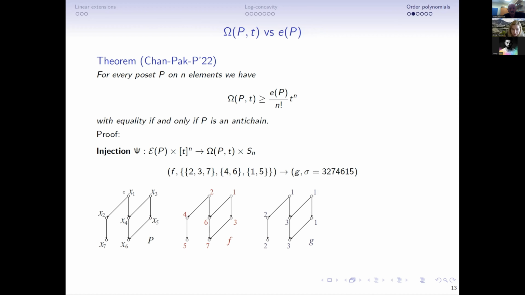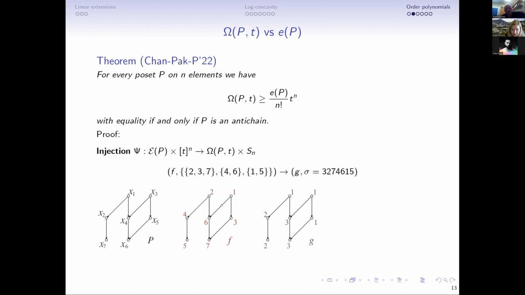And the way the injection works is we take a linear extension, and we take t to the n, which in my notation is a possibly empty set partition of n. So in this case, 2, 3, 7 take the value 1, 4, 6 corresponds to our second set. There could be an empty set, of course, and then 1, 5 is our third set. And from here, we get an order preserving map and a permutation.